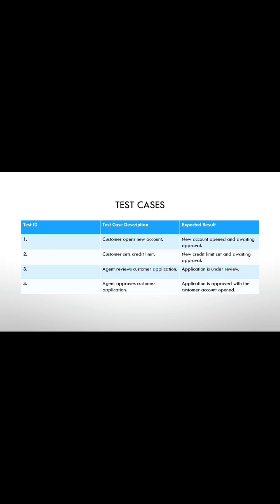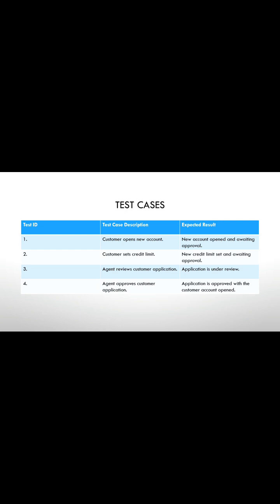So if we go back to the previous use case diagram, remember the customer has a few actions they can do. So in this test case, we cover those two scenarios. So first, one of the scenarios is to open a new account. We've covered that. That's test ID 1, and then the expected result from the system would be the account is opened and awaiting approval. Then secondly, the customer can set credit limit, and in this instance the expected result is credit limit set and awaiting approval. And then thirdly, agents, these are the scenarios from the agent actor in the use case diagram.